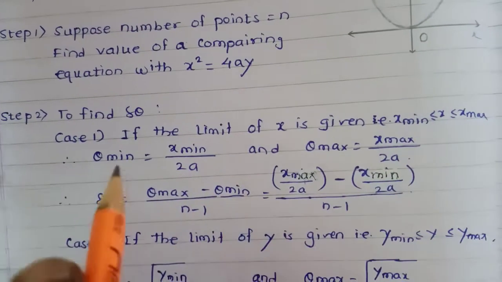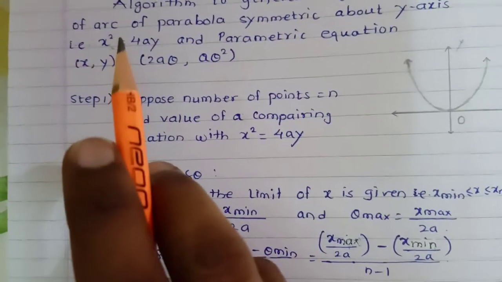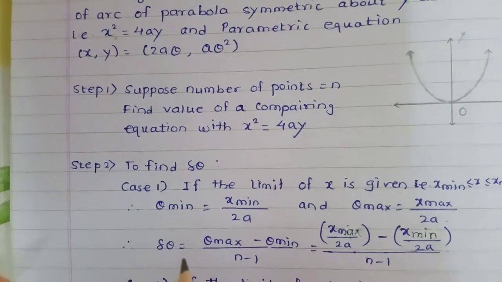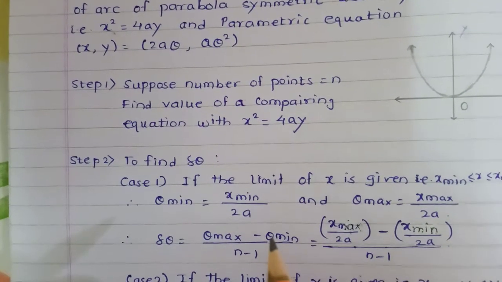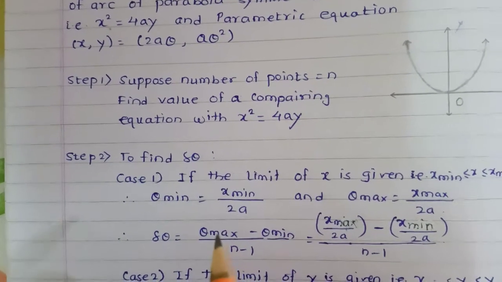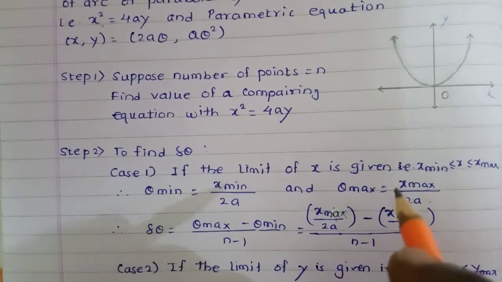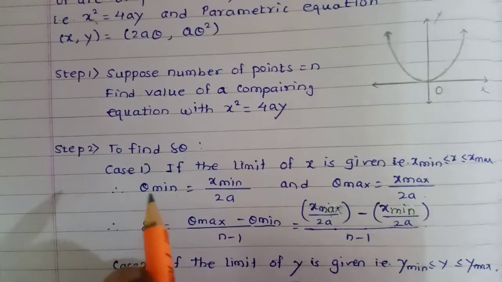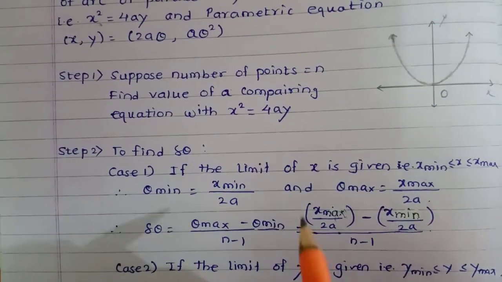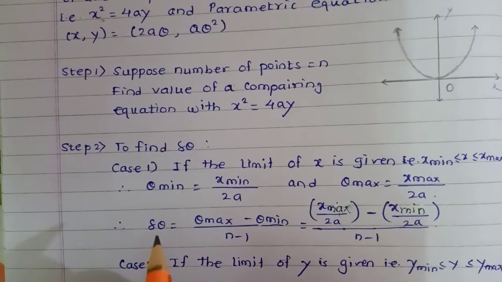But it is again one of the arcs, so we write down the formula of delta theta equal to theta max minus theta min divided by n minus 1. So write down the formula, put the value of theta max from here and also the value of theta min from here, do this simplification, and find out the delta theta.